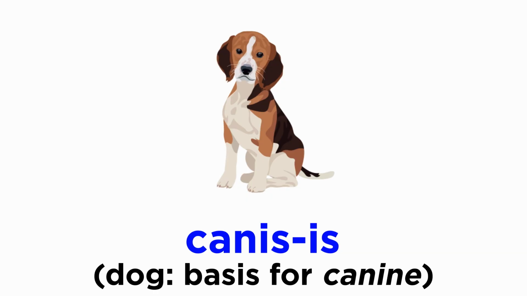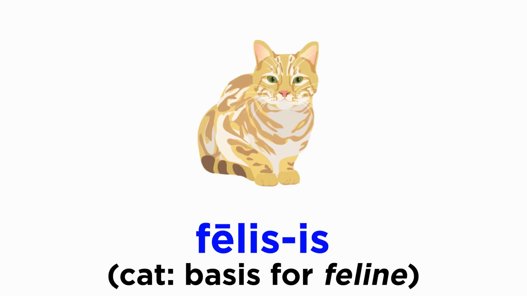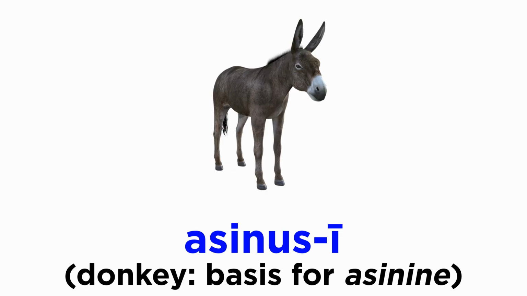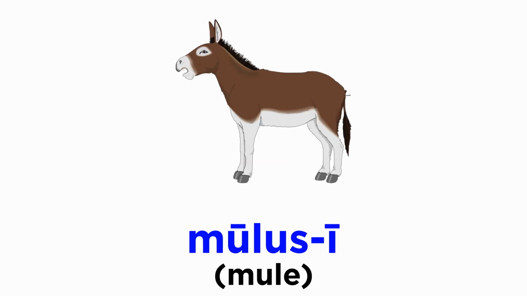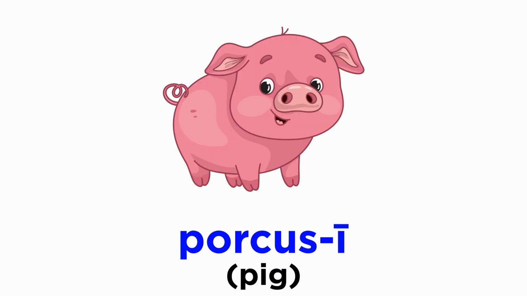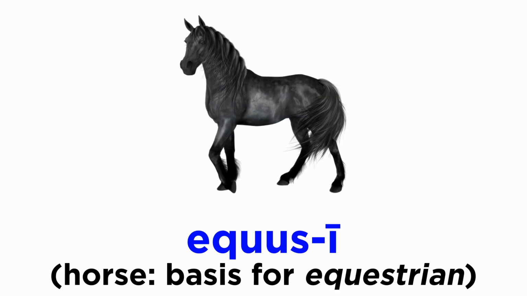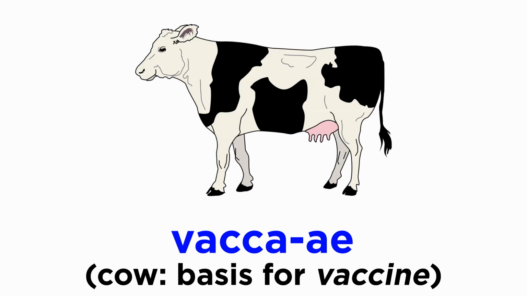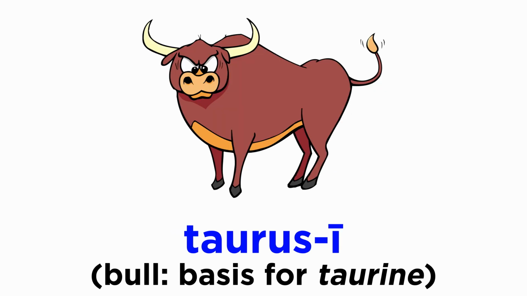Canis, canis. Felis, felis. Ovis, ovis. Asinus, asini. Mulus, muli. Porcus, porci. Equus, equi. Bos, bovis. Vacca, vaccae. Taurus, tauri.